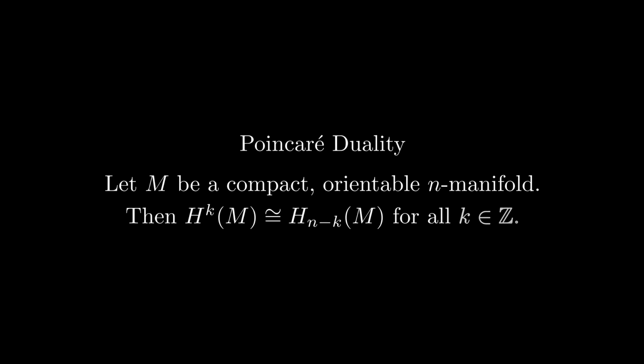Let M be a compact orientable n-manifold. The kth cohomology group is isomorphic to the (n-k)th homology group of M for every k. Both the cohomology and homology count the number of holes that a space has. So, in essence, Poincaré duality points out that there is a correspondence between the k-dimensional holes of an orientable manifold and its (n-k)-dimensional holes.